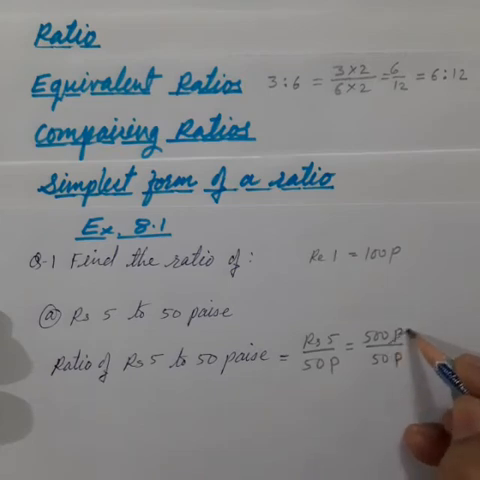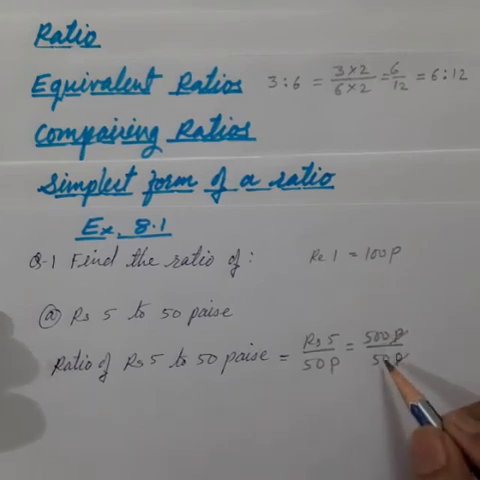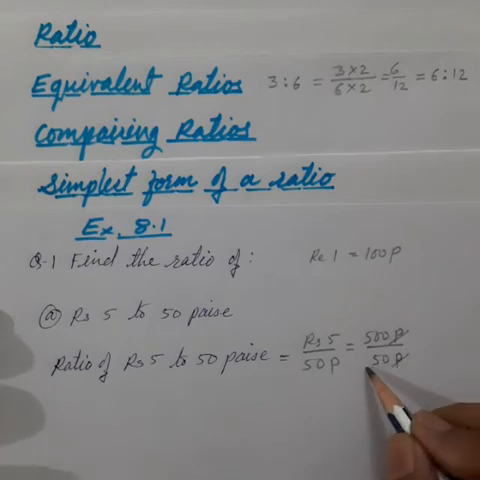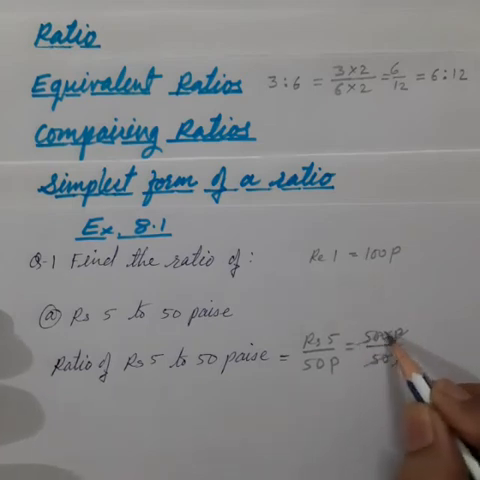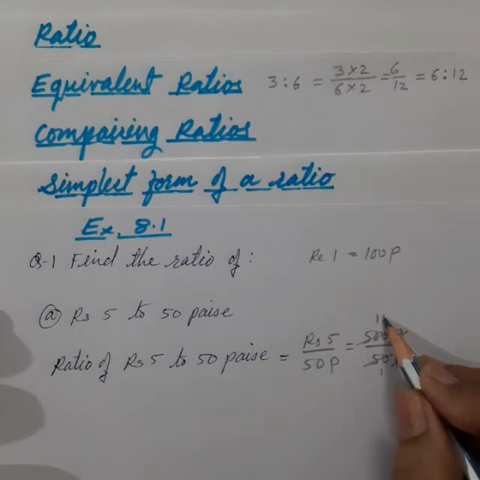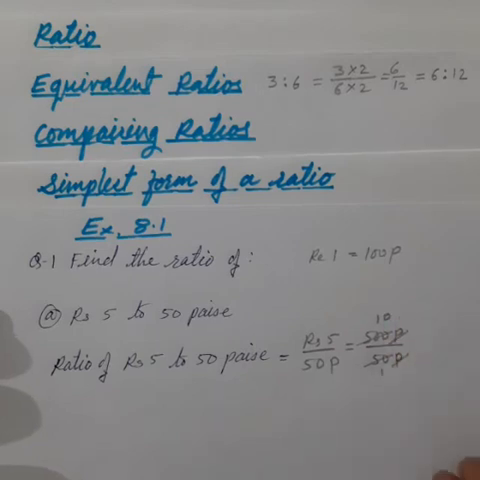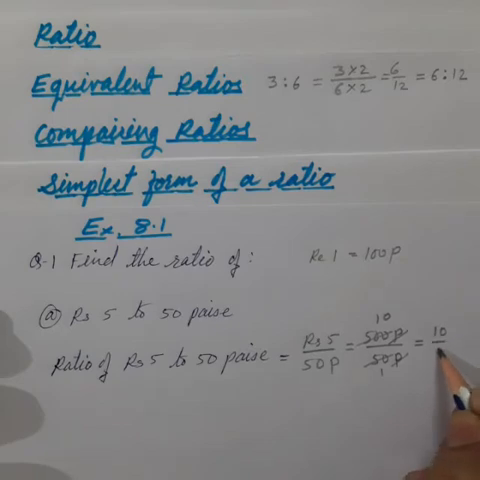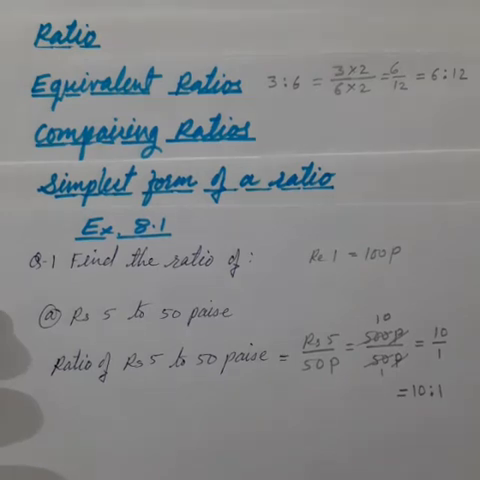Now both are paise, units will cancel and HCF of numerator and denominator is 50. So divide both by 50. 50 ones are 50, 50 tens are 500. So we get here fraction 10 by 1. That means the ratio is 10:1.